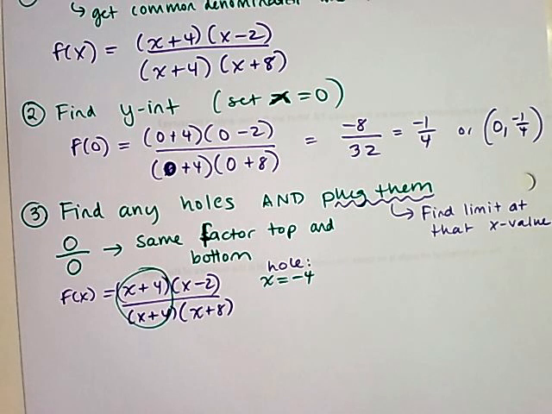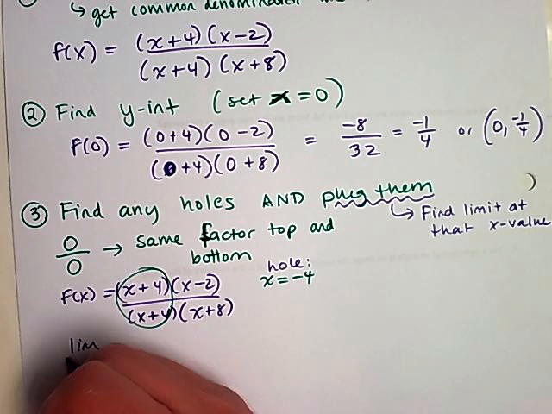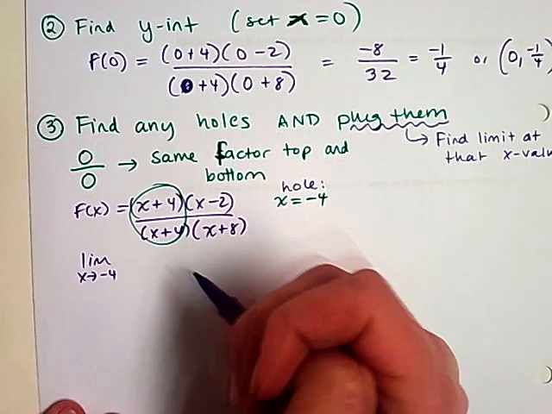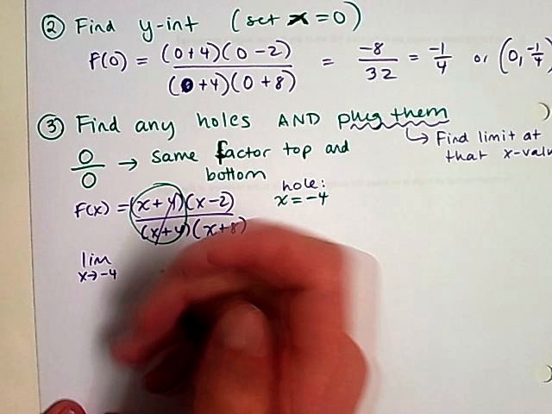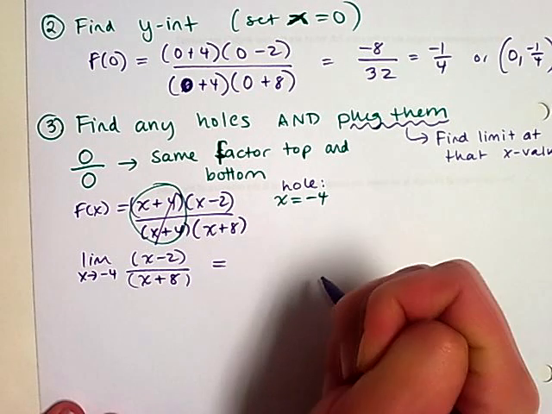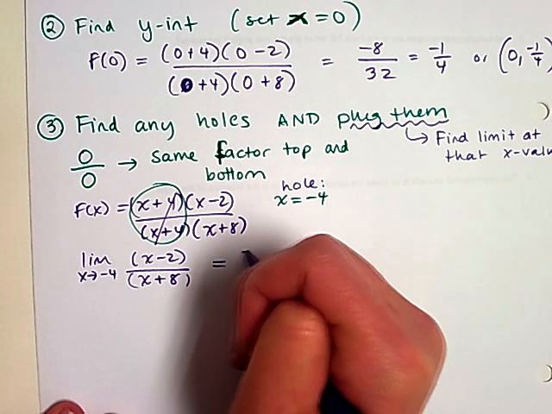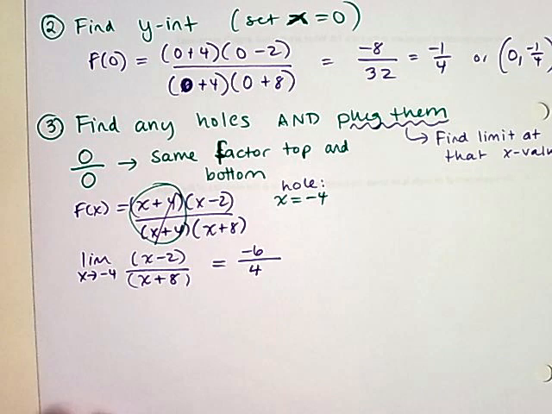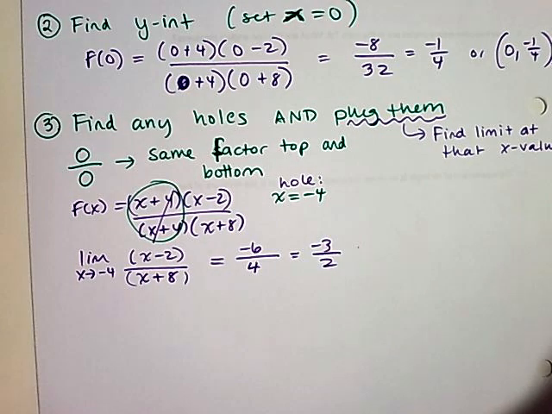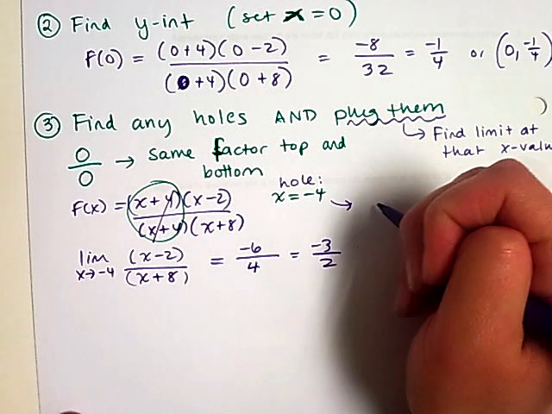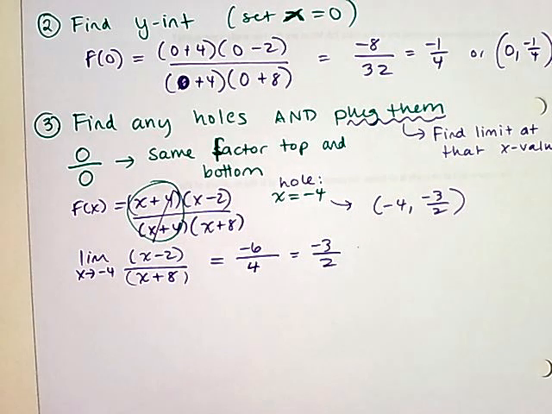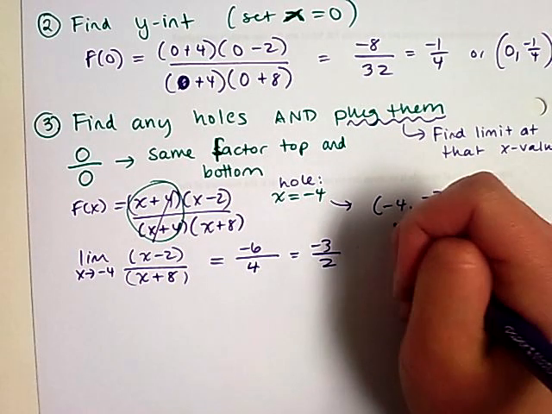Now I need to plug the hole. The idea of plugging the hole is to take the limit as x approaches negative 4. I know these factors are going to cancel, so this is really just the limit of x minus 2 over x plus 8. If I plug in negative 4, I get negative 6 on top over positive 4, which is negative 3/2, or negative 1.5. Now I know when I go to graph that my hole is specifically at the point (negative 4, negative 3/2), and that's going to be an open circle on the graph.